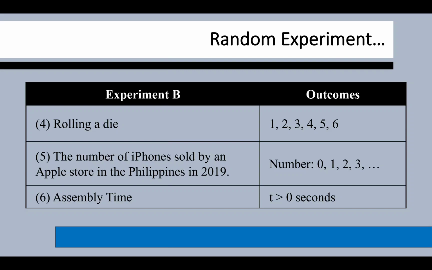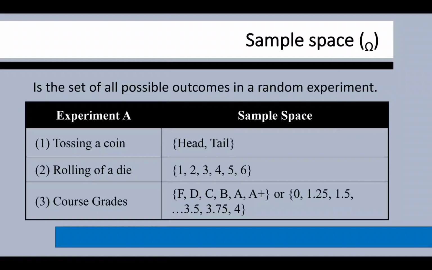Ibig sabihin, seconds after 0. Yun yung ating outcome. So there are many ways to express the outcome of an experiment. When you list down all the possible outcomes of an experiment, sabi wala kang makakalimutan, we are now pertaining to the sample space. Sample space is defined as the set of all possible outcomes in a random experiment.